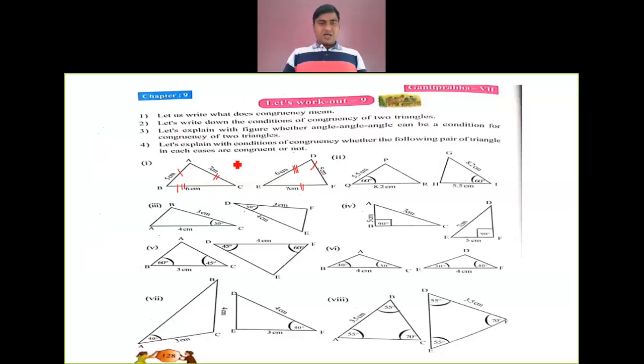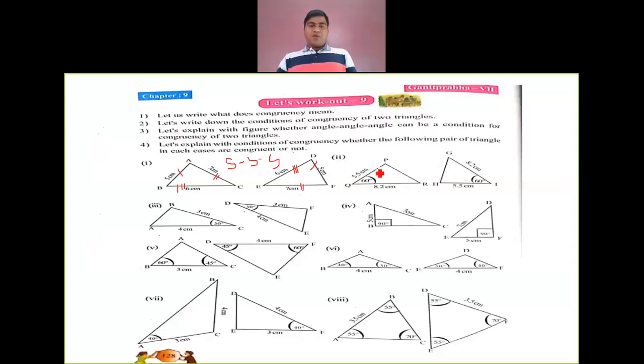So this is the type for criteria 1, SSS criteria. The two triangles are congruent. So in example 1, for 1, the given two triangles are congruent to each other. Next, number 2.